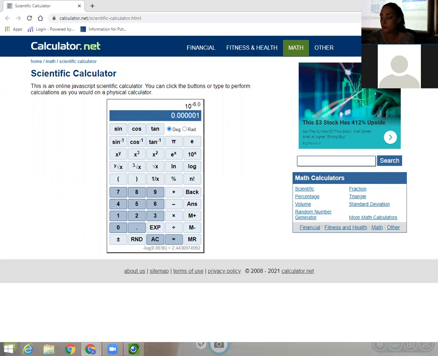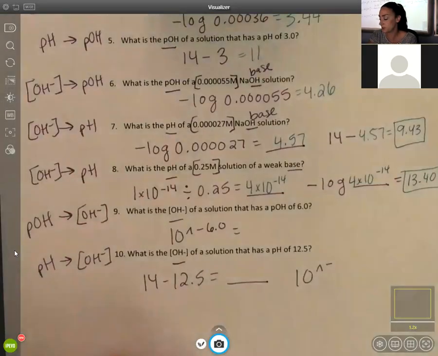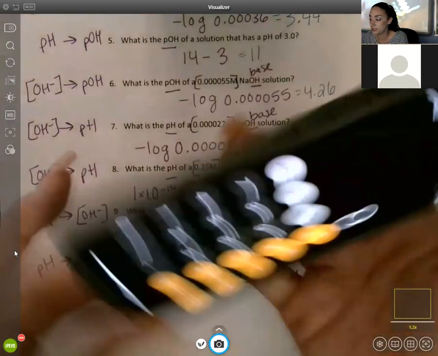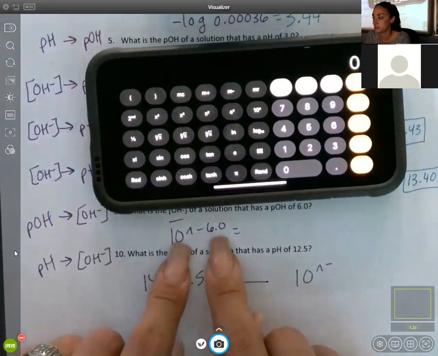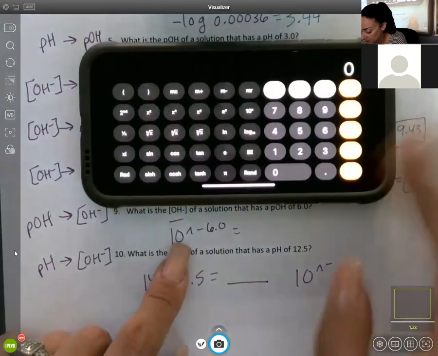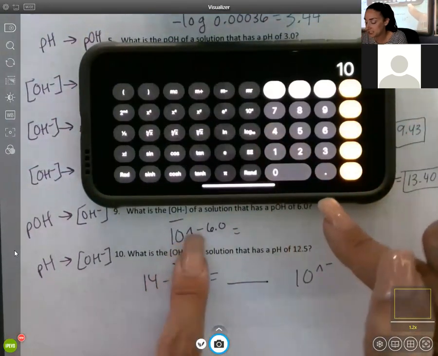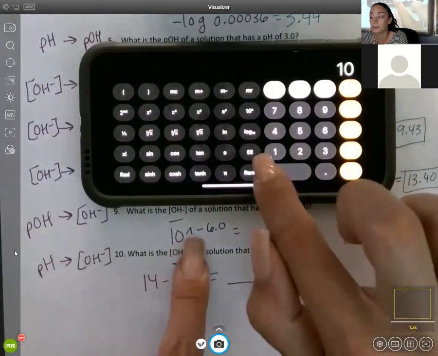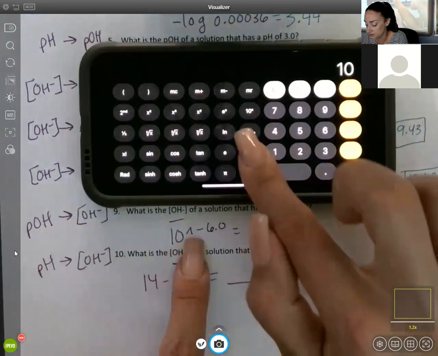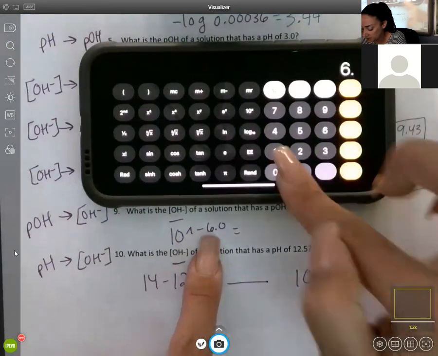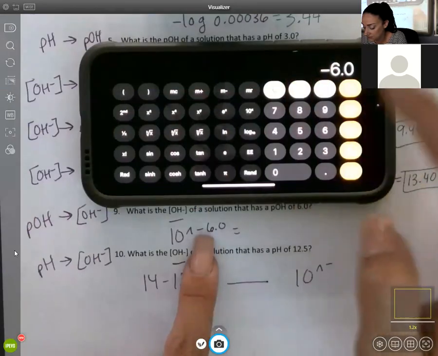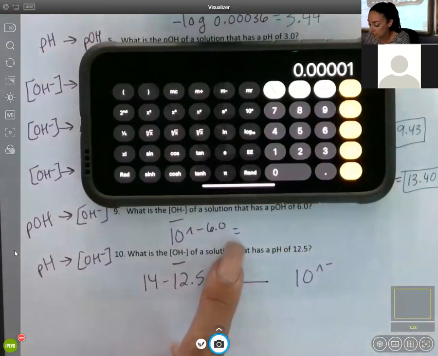Now, if you're using your iPhone calculator, the process is a little bit different. You might want to jot this down if you're using the iPhone calculator because it's kind of strange. Okay, so you take it, turn it sideways, and we're doing 10 raised to the power of negative 6. Okay, so you're going to type in the number 10. The little raised to the power is going to be the double E button right here next to the 1. And then we're going to type in the number 6.0 and then hit the negative and enter to get your answer.